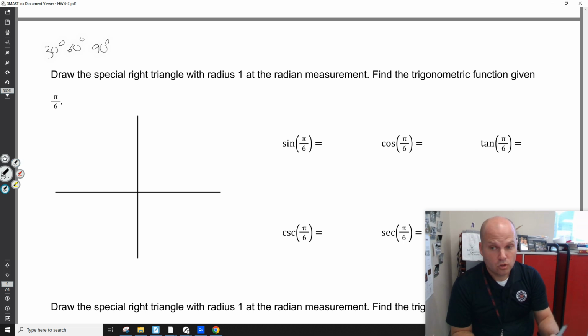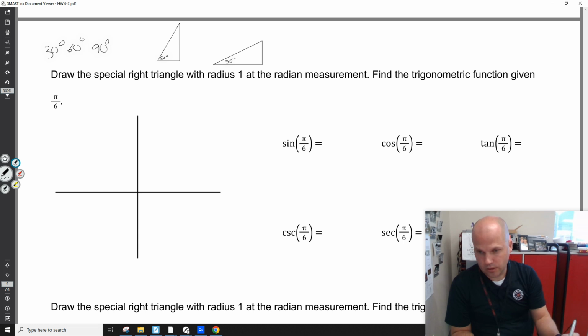Okay. Two orientations of the 30, 60, 90. A tall 30, 60, 90, where the larger angle is this base angle. The other orientation is the short 30, 60, 90 triangle, where the base angle here is 30 degrees. It's the same triangle, just looks different.